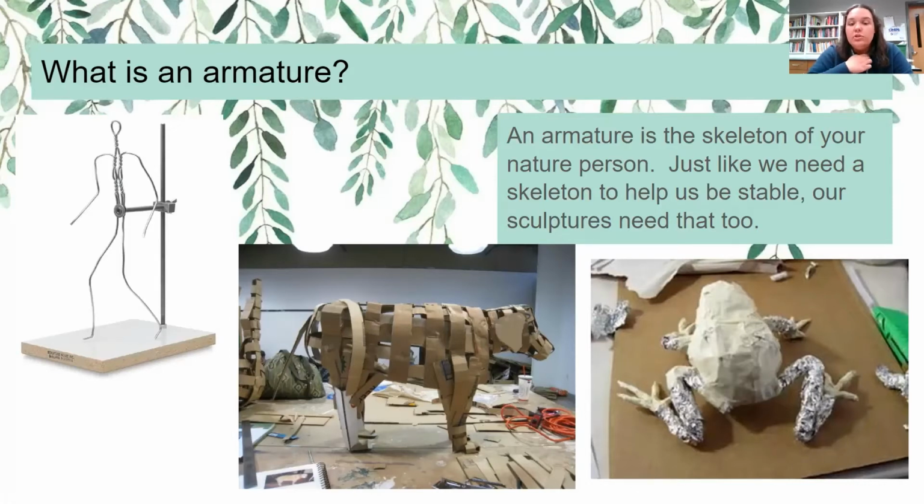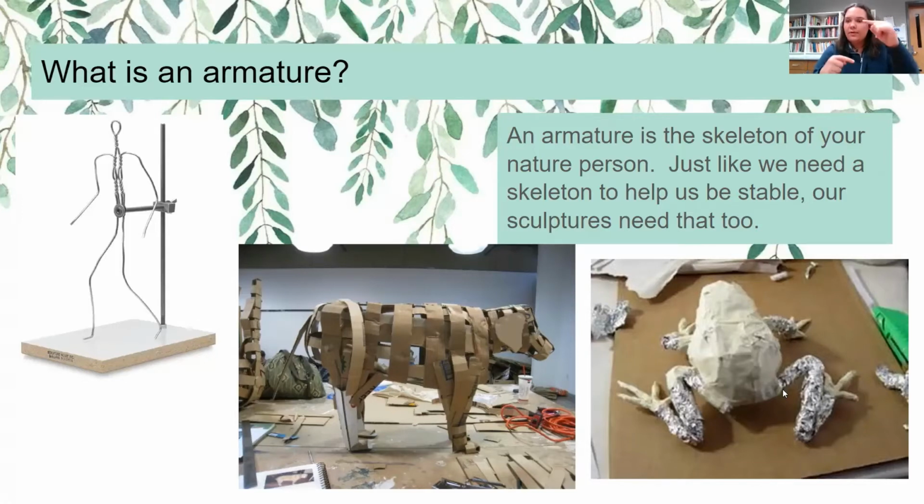You guys should fill up all of your areas. So if you're going to create an armature out of cardboard like this, it has to be all the way filled like mine is. That way it's easier to apply your materials. And then lastly, on the right, we have this frog, and this person made their armature out of tin foil and out of tape, which is a possibility for you guys as well.